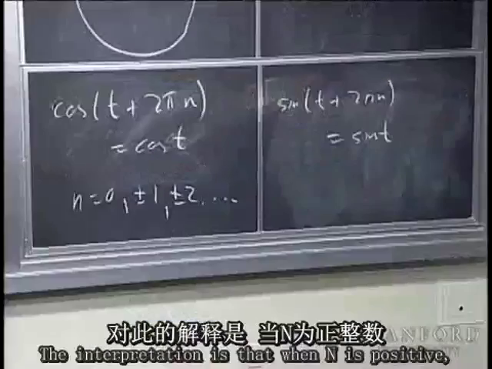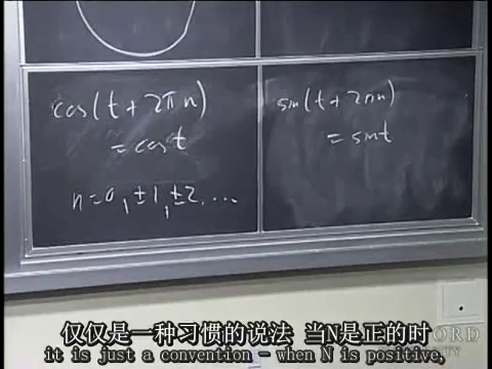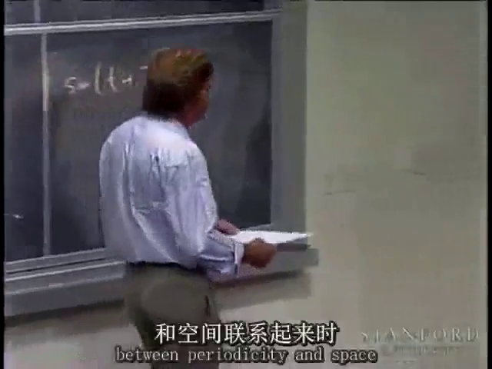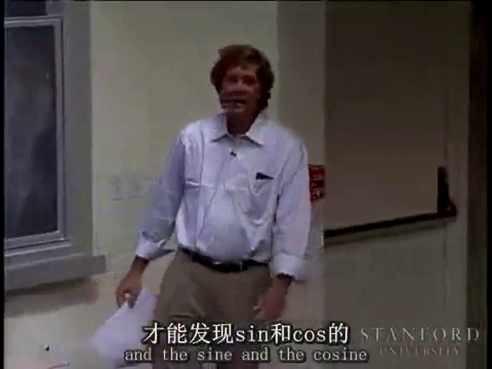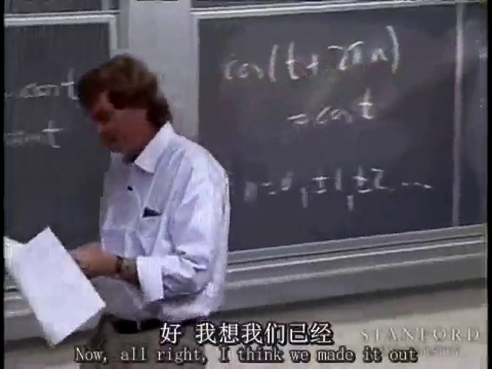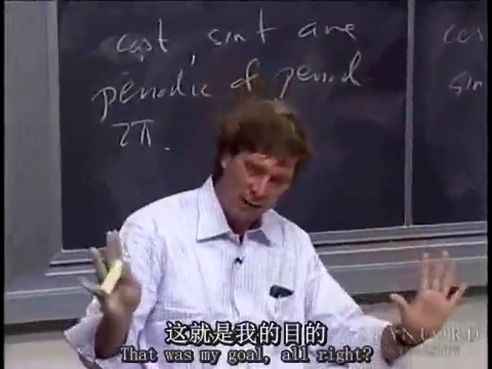The interpretation is, and it is just a convention, that when n is positive, I'm going counterclockwise around the circle. When n is negative, I'm going clockwise around the circle. But it's only when you make the connection between periodicity in space and the sine and the cosine that you see this fundamental property. Now, I think we made it out of junior high today. That was my goal.